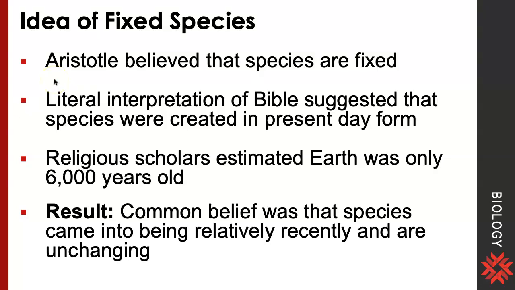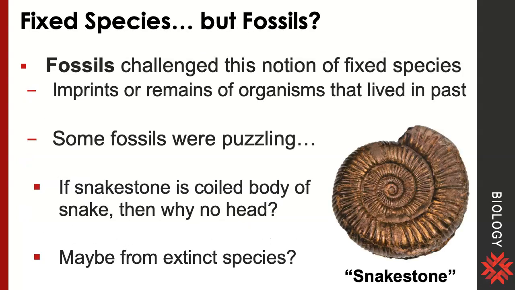The idea of fixed species: pre-Darwin, the common belief was that these species did not change. Well then, if species didn't change, why were there some fossils that naturalists were taking a look at and couldn't explain? For example, here we've got this fossil that was nicknamed the snake stone, and it was commonly believed that this was the fossil of a snake all curled up, except all of these fossils were always missing the snake's head. So naturalists started to say, okay, that's really bizarre. Why do we have this fossil of a snake with no head?